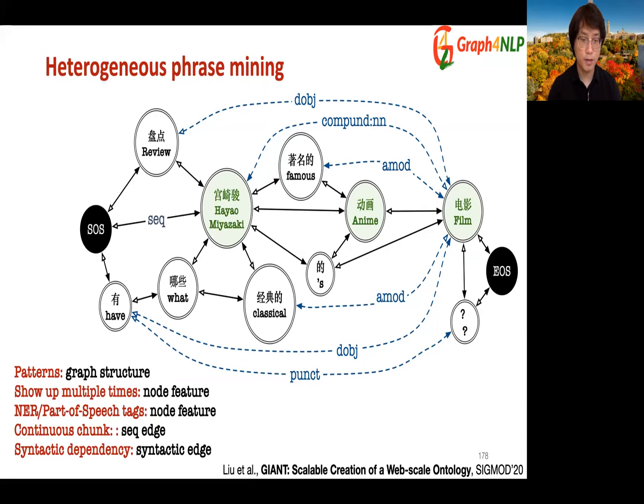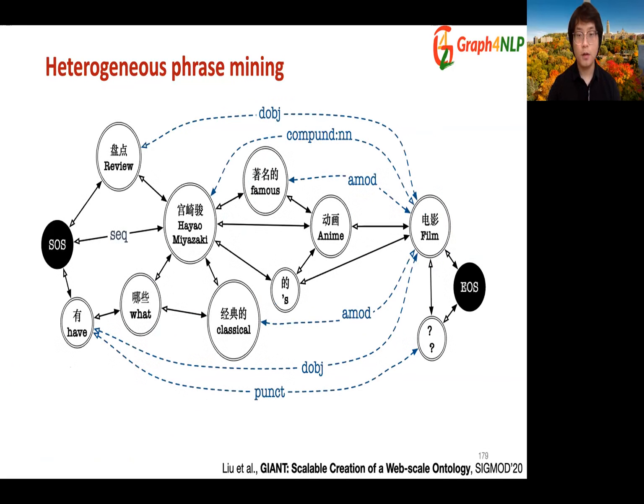So in this case, the patterns can be captured by the graph structure, and the node feature can encode how many times each word shows up, and what the named entity or part of speech tag is. The sequential edge indicates the continuous feature, because if you have a sequential edge between two nodes, you know they are close to each other in one of the query titles. And the syntactic dependency can be captured by the syntactic edges. Based on such a representation, we can extract the phrase. So here is how we do that.